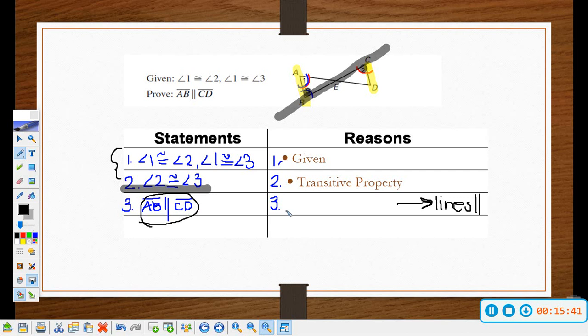So all I have to write is alternate interior, and I'm going to abbreviate it because I just really am struggling writing this. Alternate interior angles congruent. Therefore, the lines are parallel. Okay, so it's very important to know what your hypothesis is and what your conclusion is, so you pick the right theorem.